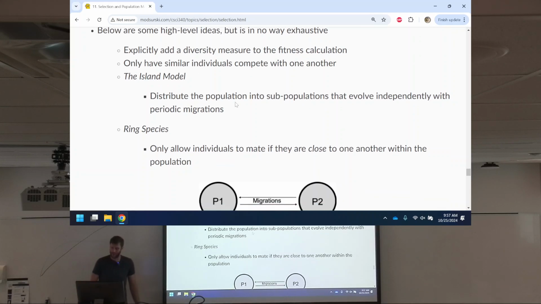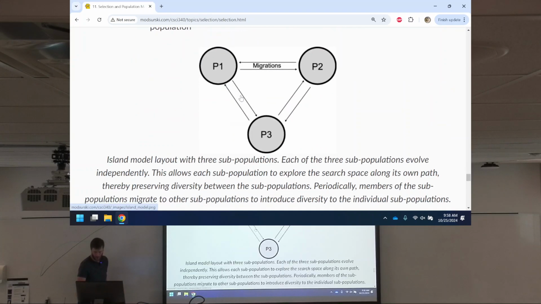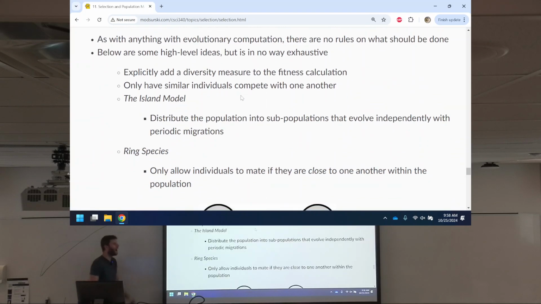Here's one. Only have similar individuals ever compete with one another. Now, this could be done through selection strategies. So this would be a little bit more indirect. Now, here's an interesting idea: the island model. This one's really popular. What you do is you take your population and you say, okay, if I have a population of 500, what I'll do, no, actually I'll use 300 because in the example below I have 300. I'll just show you the picture.